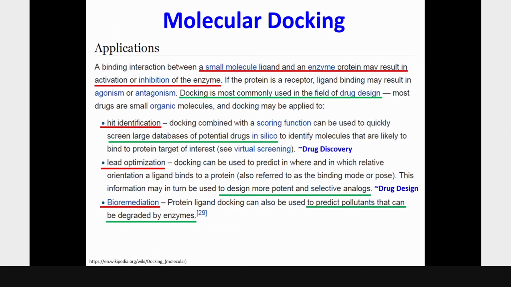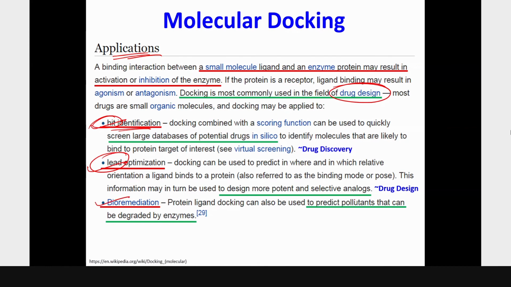If you look at the applications of molecular docking, most of the time you can see from the name, docking is most commonly used in the field of drug design only, and you always have these uses like hit identification. I have already told you what identification of a hit means, how to do lead optimization, what is the best compound you have found, and how you can tune the structure of that. So these are the major applications, but there are some non-medical applications also.